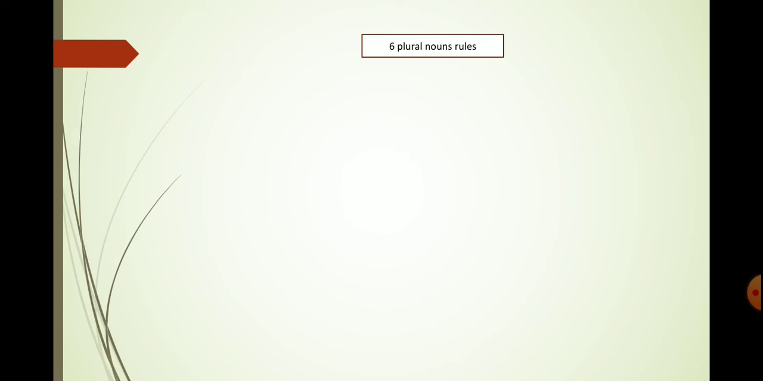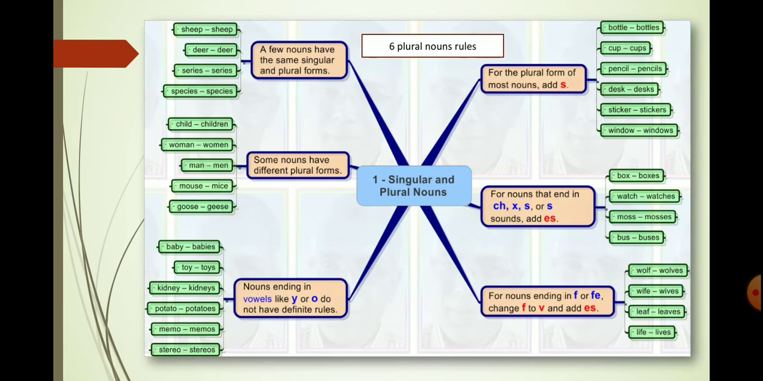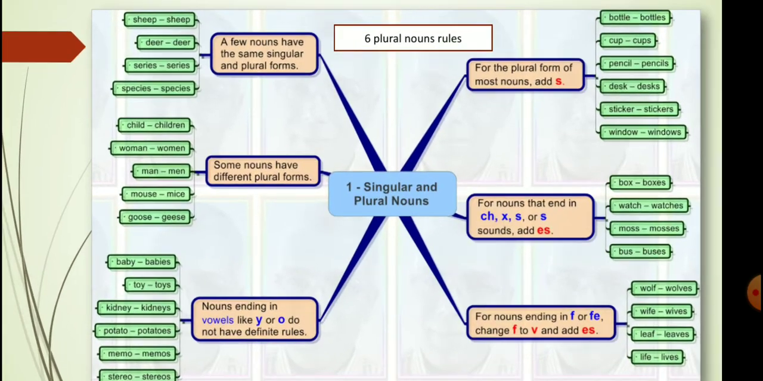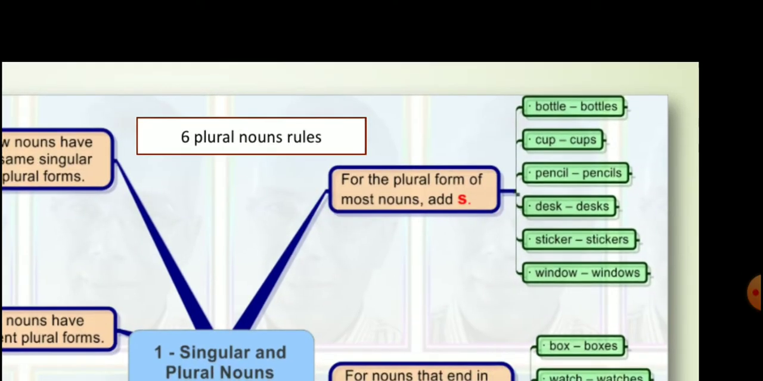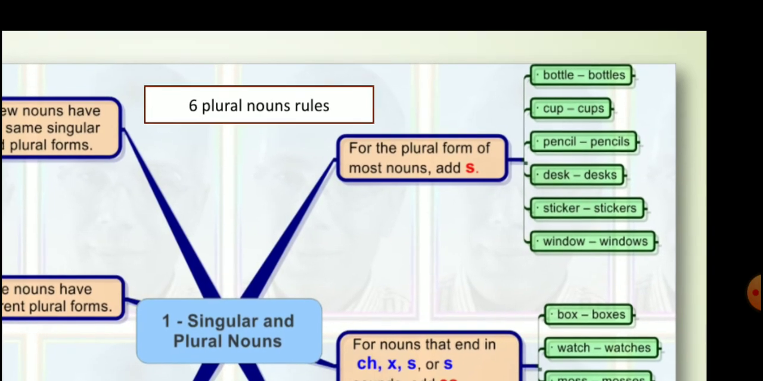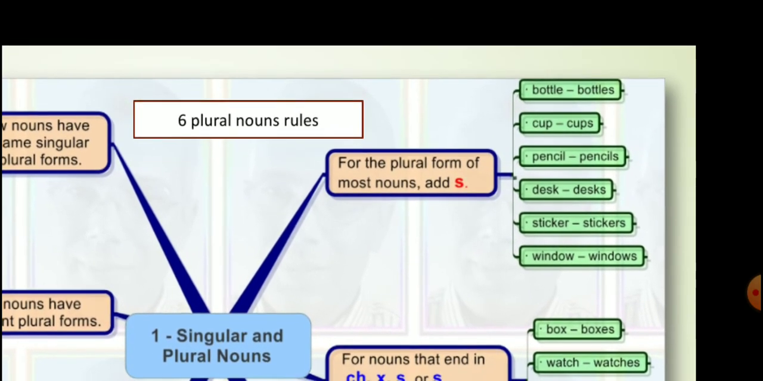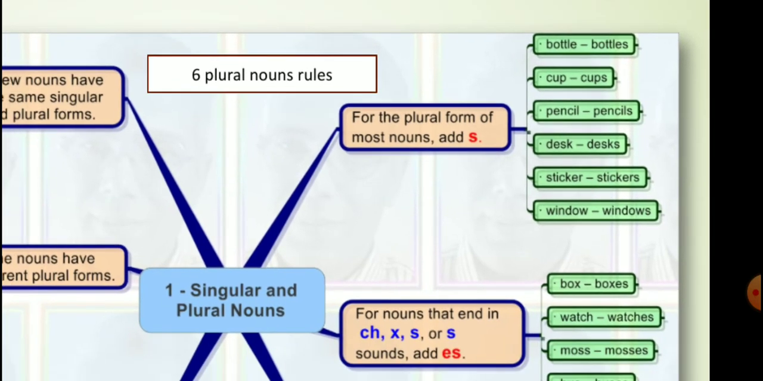So we'll study the rules of how to change a singular noun into a plural noun. The first one is the basic thing we normally do to change a singular into a plural noun. We normally add s as a suffix to the root word. For example, here you can see bottle. Bottle is a singular noun. To change it into plural form, we add s as a suffix. Same thing for cup. Cup is singular and the plural form of cup is cups. Pencil, pencils, and so on.